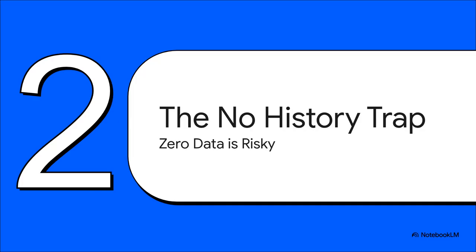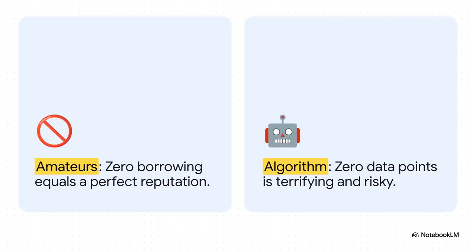Which brings us to part 2, the no history trap. Now, there is a massive, honestly dangerous misconception out there. The amateur mindset looks at this and thinks, well, I never borrow money, I never use credit cards, I pay for absolutely everything in cash, so my financial reputation must be completely flawless, right? Right. But to a banking algorithm, 0 data points is terrifying. It's incredibly risky. If you've never used credit, the system literally cannot evaluate your neuro fitness under pressure. They have absolutely no idea how you're going to behave when you actually owe them money. So having no credit history can paralyze your wealth building just as fast as having a bad one.